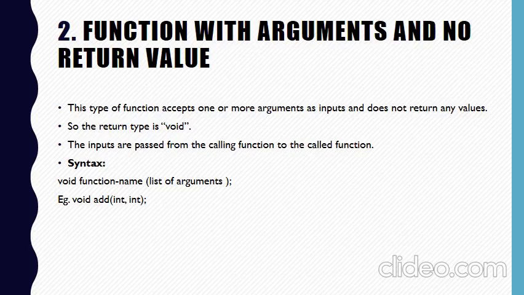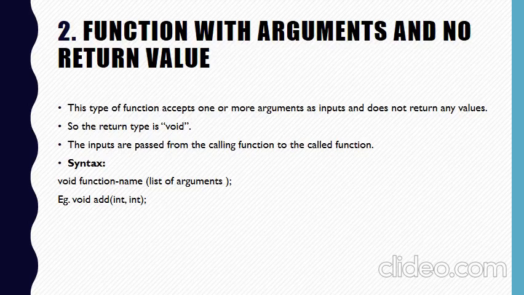இந்த function கால் பண்ணுற function க்கு எந்த values ஐயும் return பண்ண போகிறது கிடையாது. It is going to display the output inside the function definition itself. So the function will be receiving inputs from the calling function. எந்த function இந்த function ஐ call பண்ணுதோ அங்கேருந்து இதுக்கு inputs provide பண்ணப்படும். Right? So void function name list of arguments, that is the syntax.